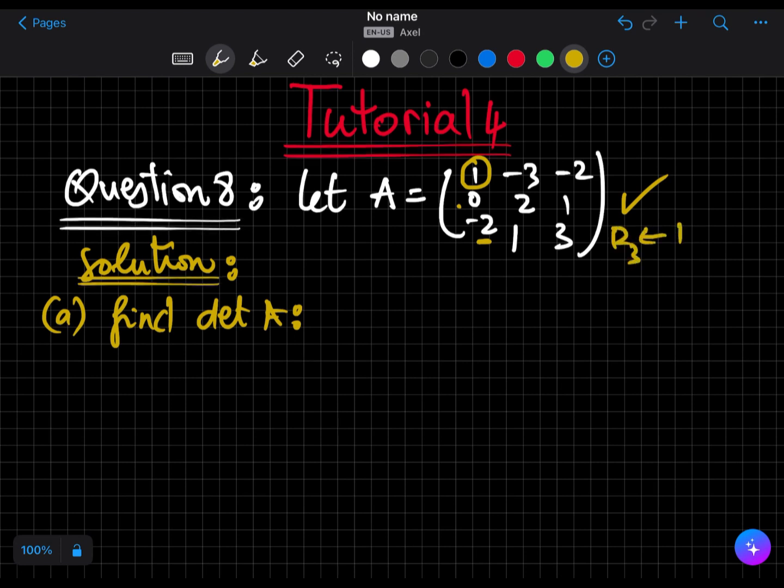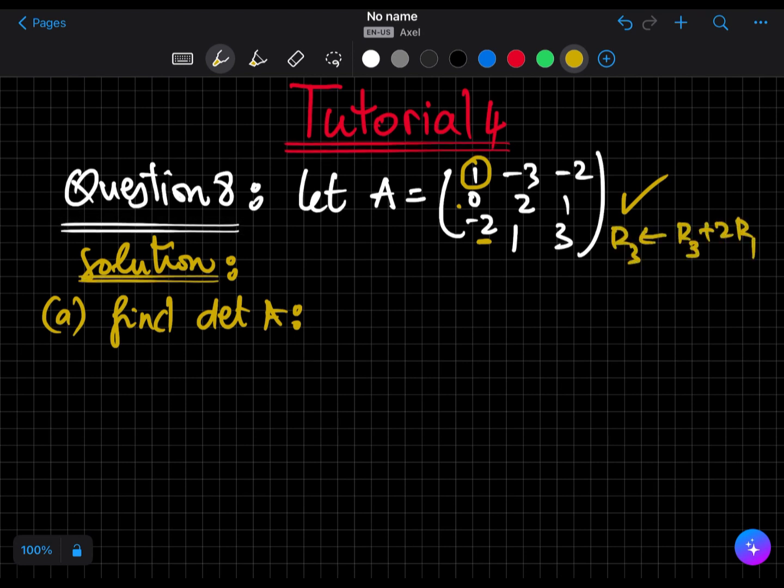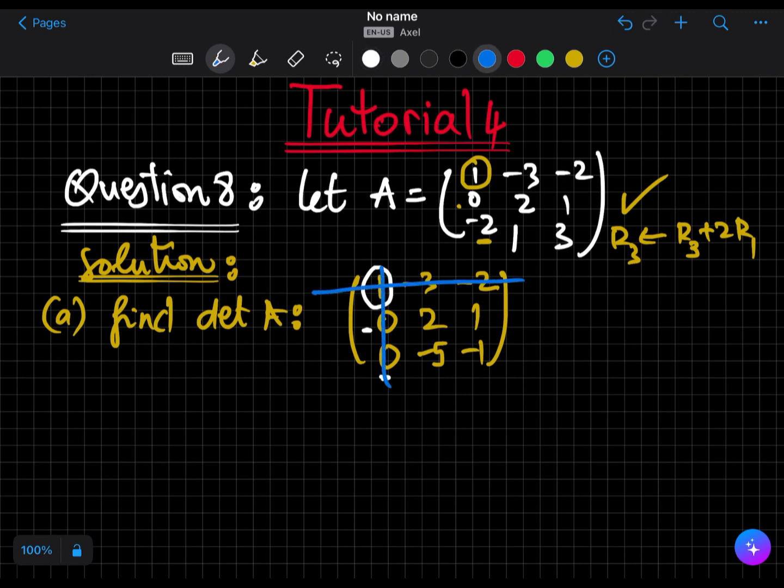By making R3 equals to R3 plus 2 R1, right? So this will give me 1, minus 3, minus 2, 0, 2, 1, 0, minus 5, minus 1. From here, I can directly complete my determinant since I already have two zeros here. I have 0 here and 0 here. So you use this as my pivot, then I can find my determinant, right? Doing this, I will do that.